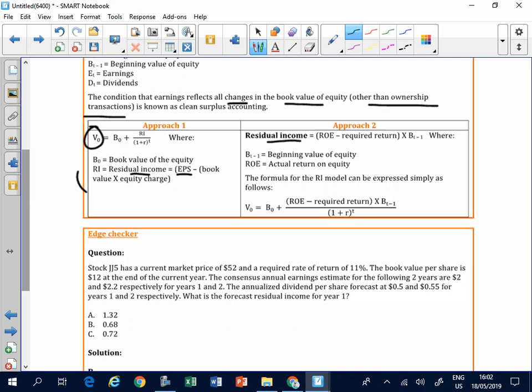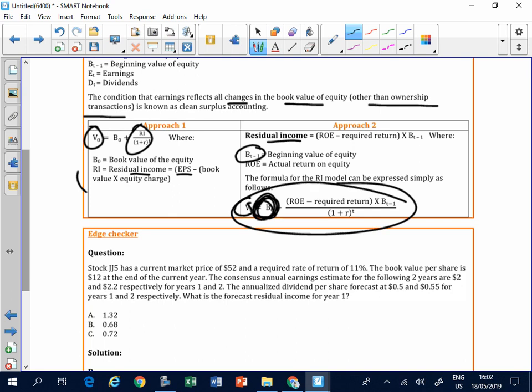So ROE minus the required rate of return, so cost of equity, times the book value at the beginning, where book value is equal, well, you know what the book value is. Okay, then the value is equal to today's book value, plus the ROE minus required rate of return times the book value divided by 1 plus R. It's just a different way of saying what it's getting. These two are basically the same, just using slightly different inputs.